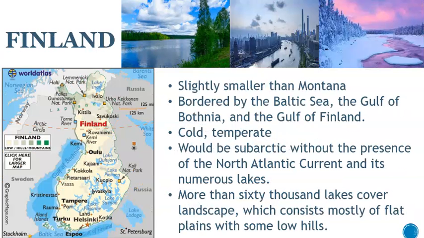Our second to last Northern European country is Finland. Finland is slightly smaller than Montana, and it's bordered by the Baltic Sea, the Gulf of Bothnia, and the Gulf of Finland. The climate of Finland is cold and temperate. It would be subarctic without the presence of the North Atlantic Current. So the North Atlantic Current makes the area of Finland warmer than it should really be because the current provides some geothermal energy. More than 60,000 lakes cover Finland, which consists mostly of flat plains with some low hills.